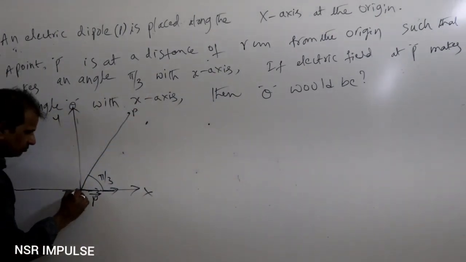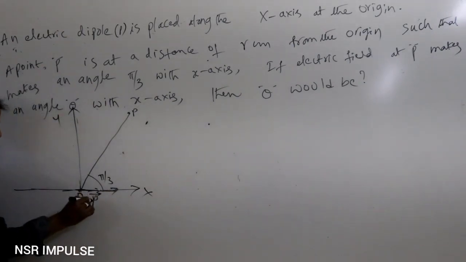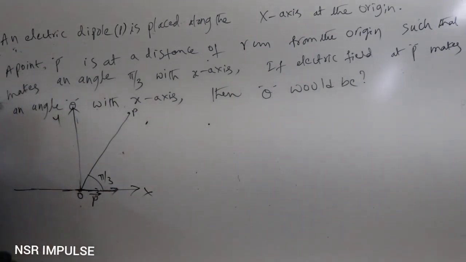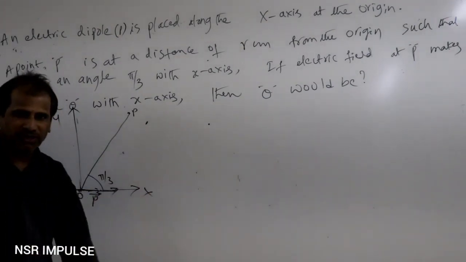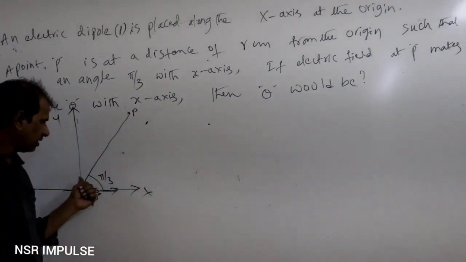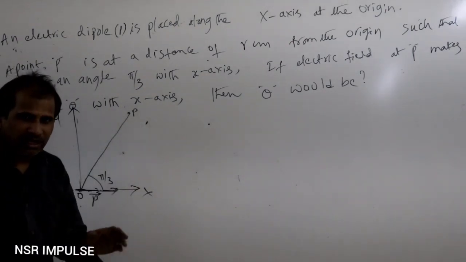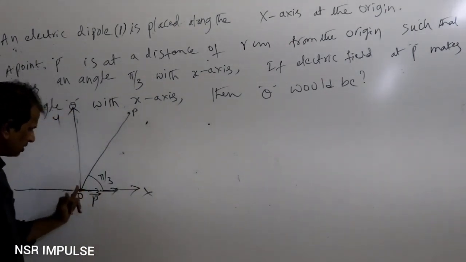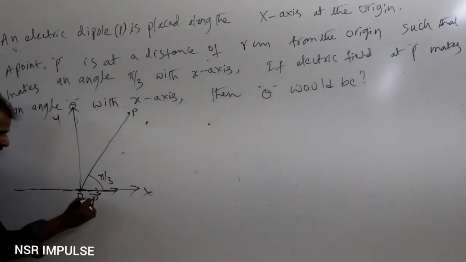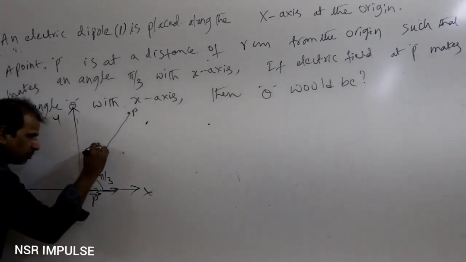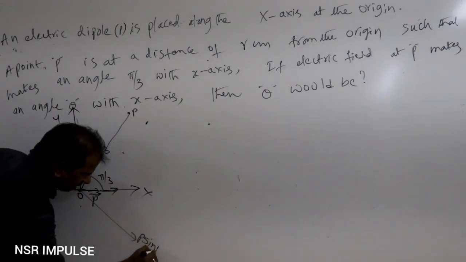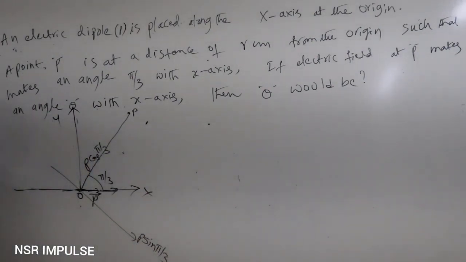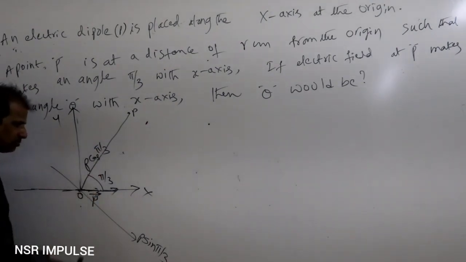Okay. Now this is the P. We have to resolve the dipole moment into components, because you know the dipole moment is placed along the x-axis and the OP line makes an angle pi by 3. So in this direction let us resolve the dipole moment. P cos pi by 3, and this becomes P sin pi by 3. P cos pi by 3, P cos 60. That means this becomes how much?